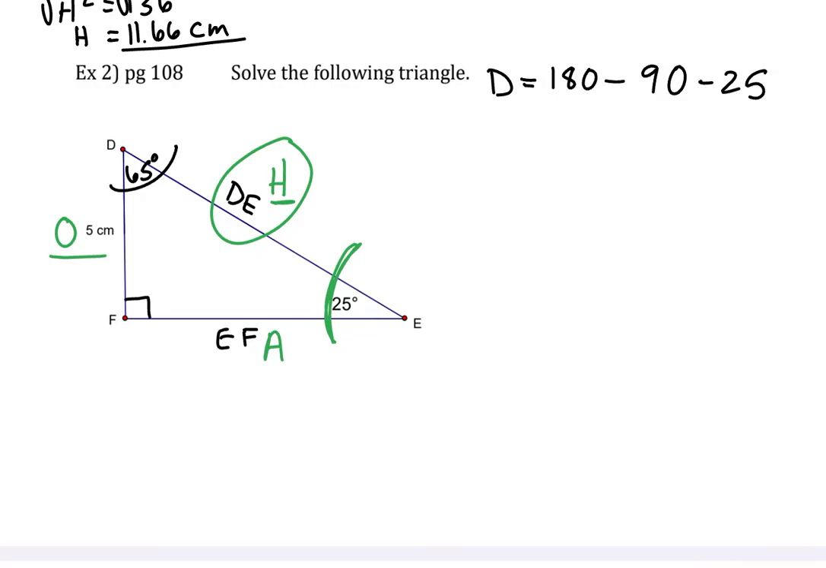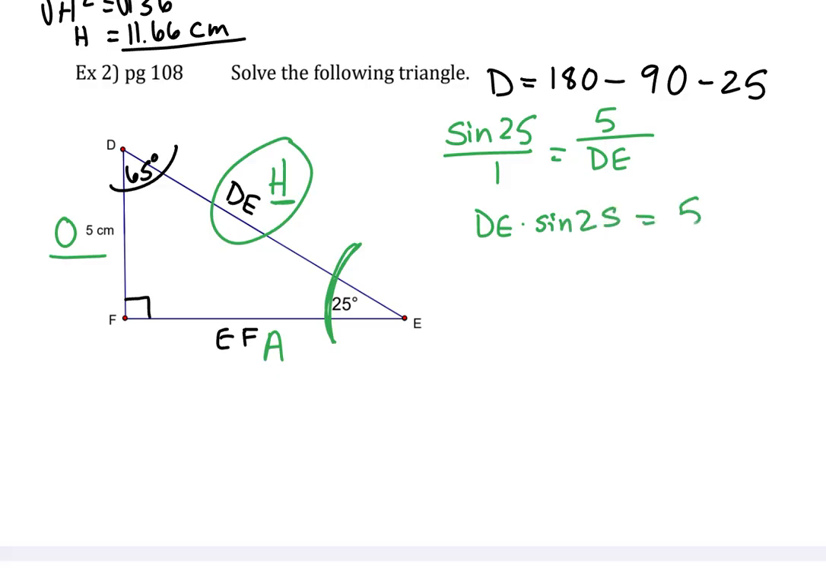So we have our opposite and hypotenuse, so we say sine of 25 over 1 is going to be our opposite, which is 5, over our hypotenuse, which we're going to calculate, which we're going to call our DE. Now we're going to cross multiply. DE times sine of 25 is equal to 5. We're going to divide both sides by sine of 25. This cancels. So then we're left with DE equals 5 over sine of 25.